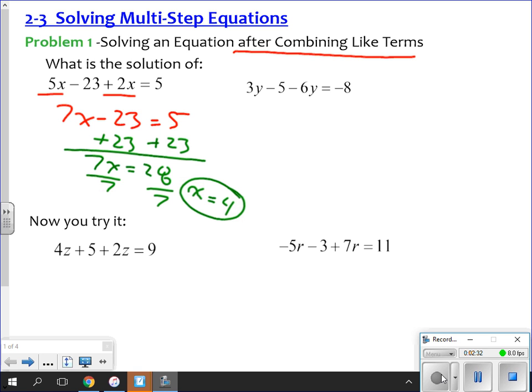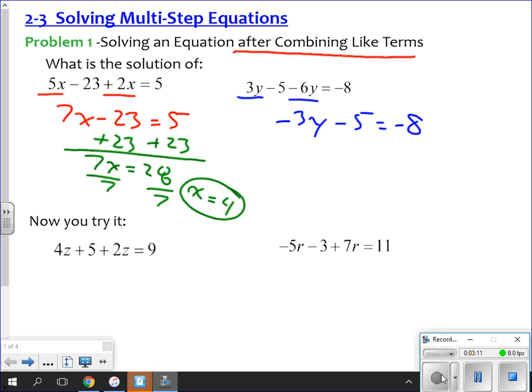Second problem. Our first step, combine like terms. So I have 3y and minus 6y. Be careful of negatives and positives. That's when people were combining like terms and weren't paying attention to the minus signs in front. So I have 3y and minus 6y. What's 3 minus 6? Negative 3. So I have negative 3y, and then everything else doesn't change. Minus 5 equals negative 8.